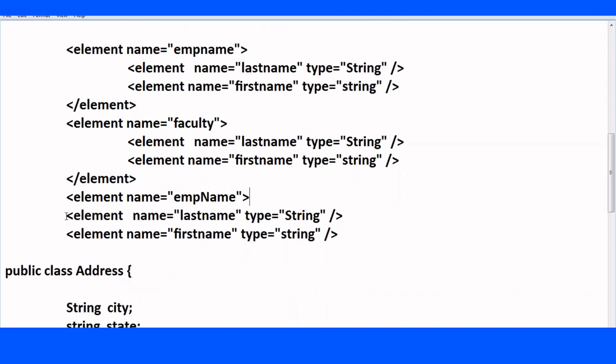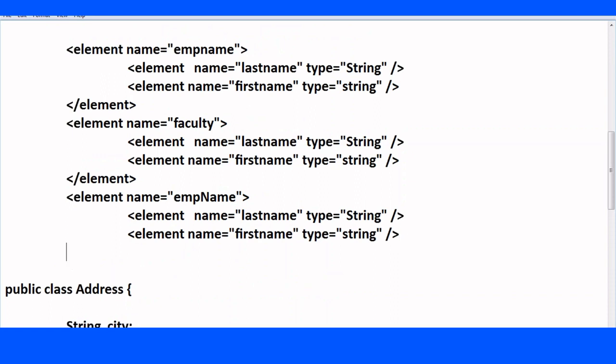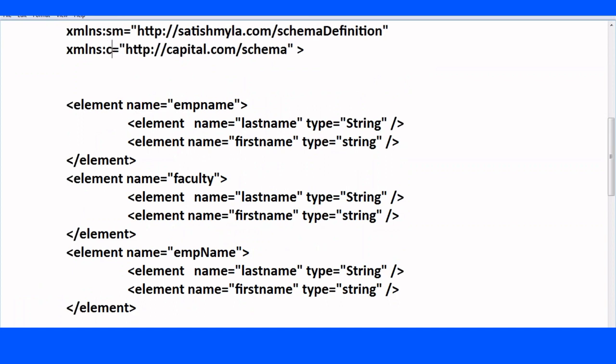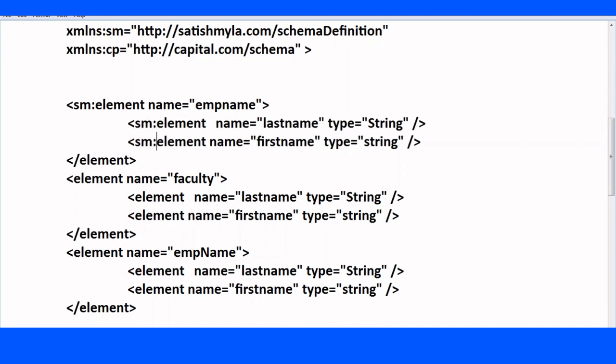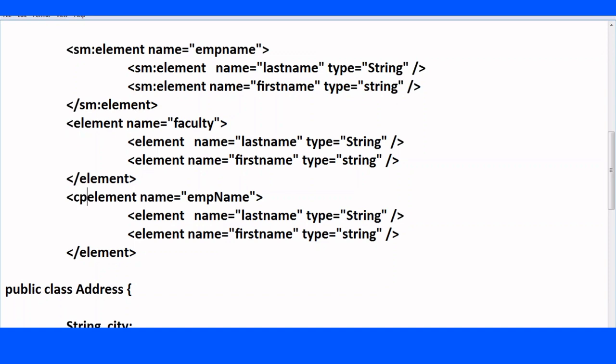Now, again, what is the issue now? From where you are taking, is it capital employee or is it capital employee or you Satish employee? There is a reason we give shortcut names, XML namespace. If you are referring to from Satish, so sm dot sm folder, all the elements referred from Satish are referred with S. If you are referring with capital, they are shortcut names. That is to remove the conflict.